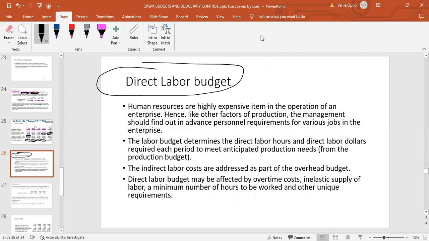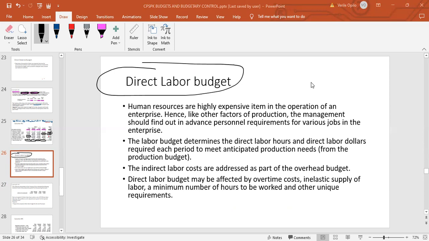And the direct labor budget looks at the total amount of money that the business is going to pay to the employees for the work done. You find that in most cases for production, as much as you can automate your production activity, there is always that aspect of the workers in the factory using the machine to produce goods.